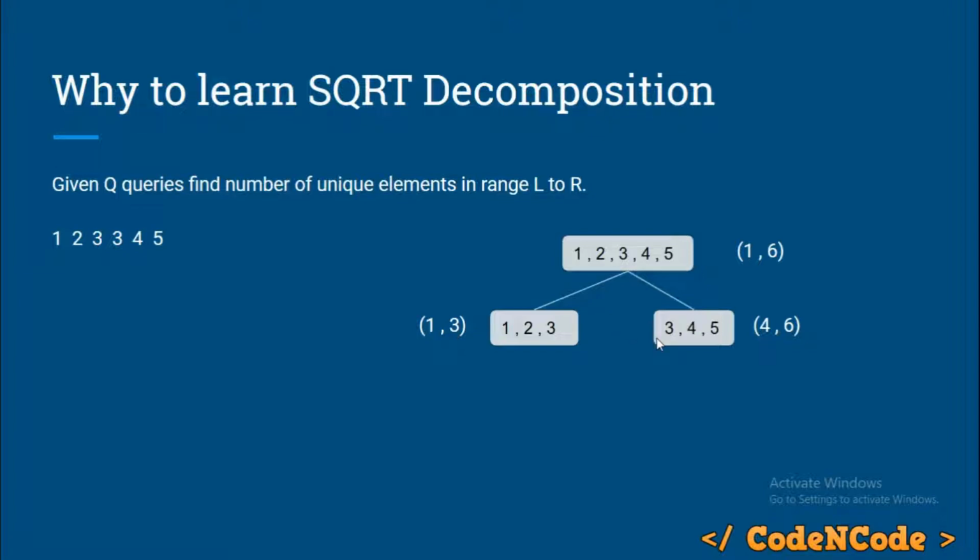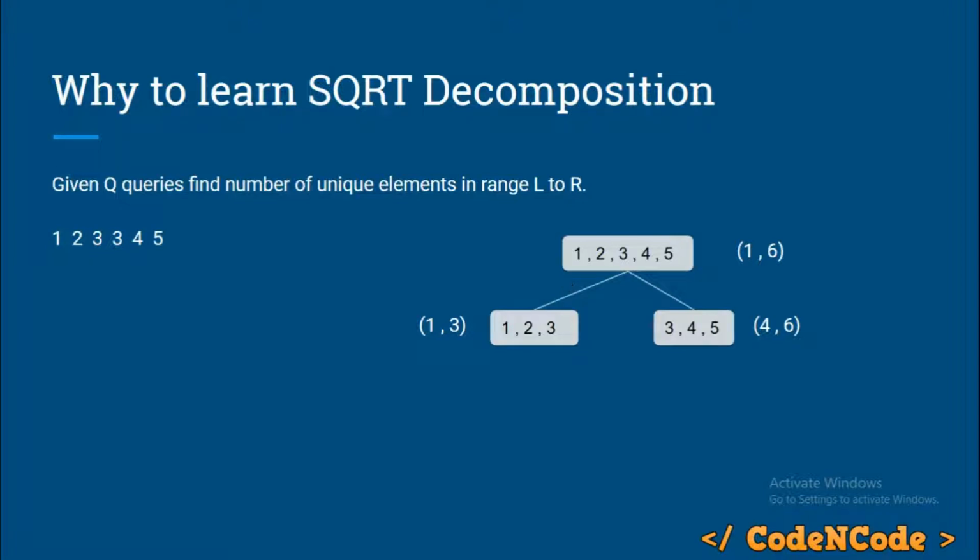But the problem here is that now to find the answer for a range, you have to merge all the elements of that range into a set, which is not very efficient, because in the worst case it would be an n log n operation. So each query would be answered in n log n, which is quite costly. It's not log n but n log n. Just try to think of a solution to this problem using segment tree, then you will know why segment tree cannot solve this problem efficiently.